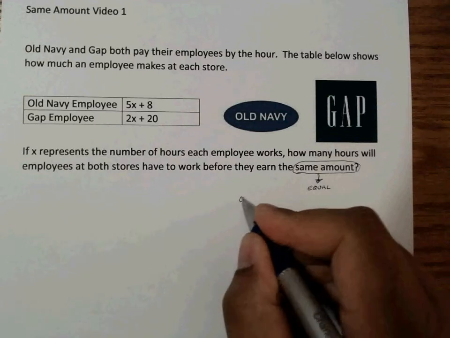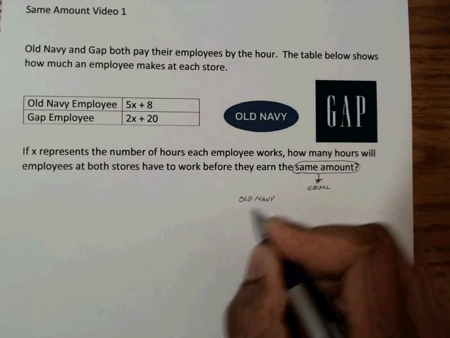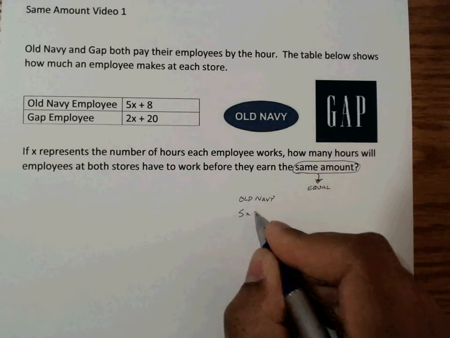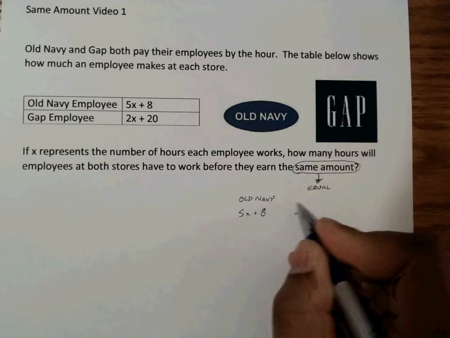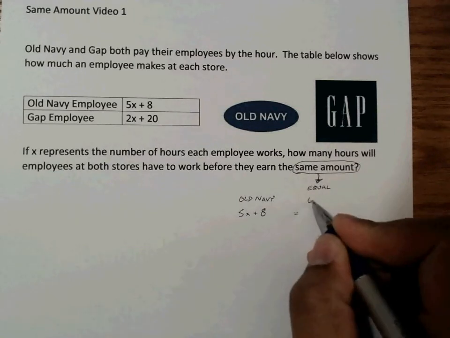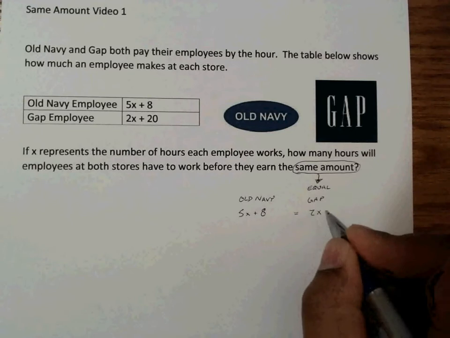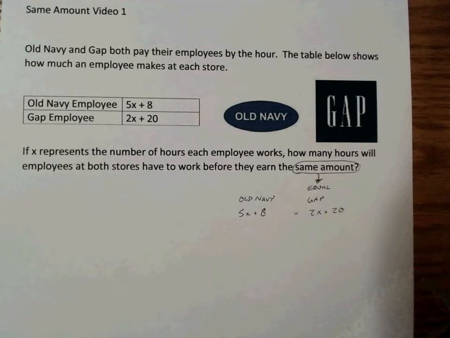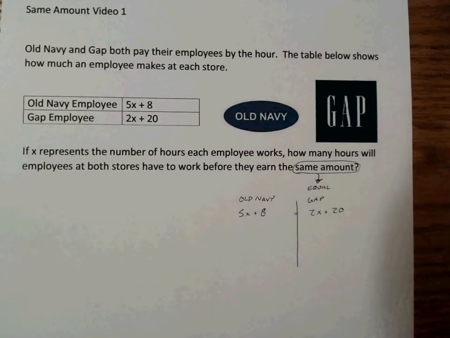So I'm going to take the Old Navy employee, who is 5x plus 8. And I'm going to find out when it's the same amount or when it's equal to the Gap employee, which is 2x plus 20. And then we just solve for x. I'm going to split my equation in half.